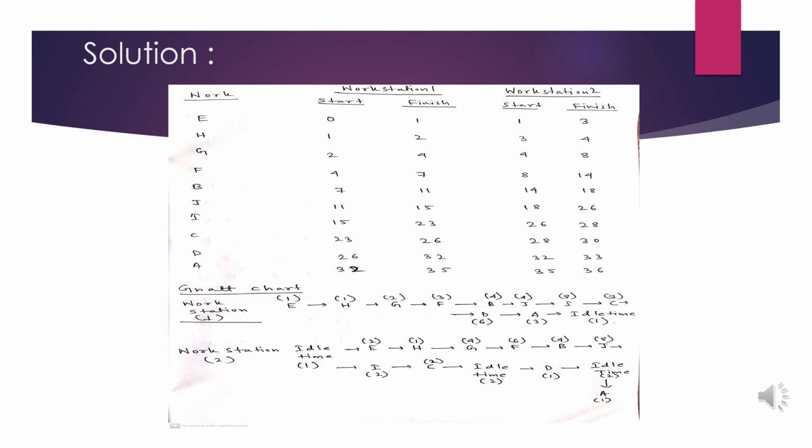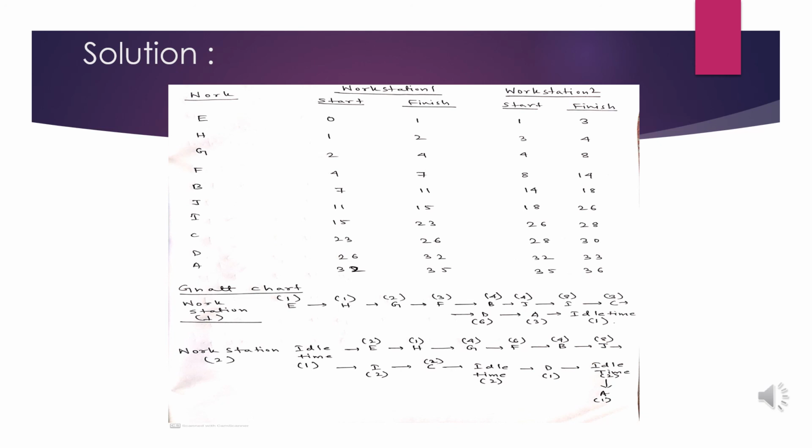Now as I said, C is finishing at workstation 1 at 26, but it cannot start the work before 28. So after C I'll have idle time. I'll have two idle time rather, because the previous work of C is ending at 30 and D is starting at 32. So idle time 2, idle time 2 to D, processing time of 1.